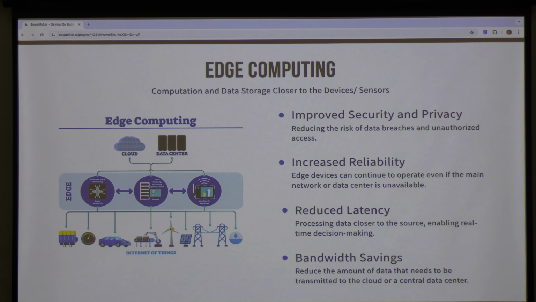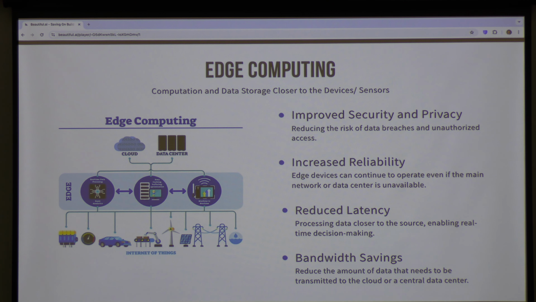Improve security and privacy. There are a lot of hacks going on, especially on IoT devices. Edge computing is one way to solve it. Secure your own network, don't expose the data. Increase reliability. Even if the internet goes down, your building is still running. All the systems are running. Reduce latency and bandwidth savings. Those would be some other advantages. Next, please.